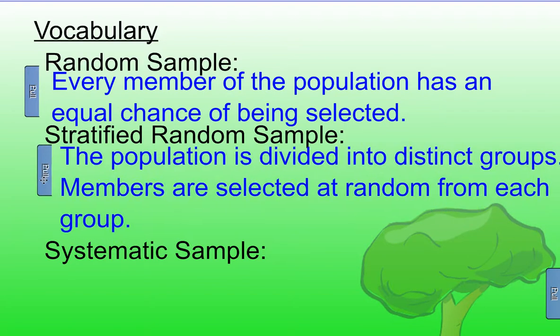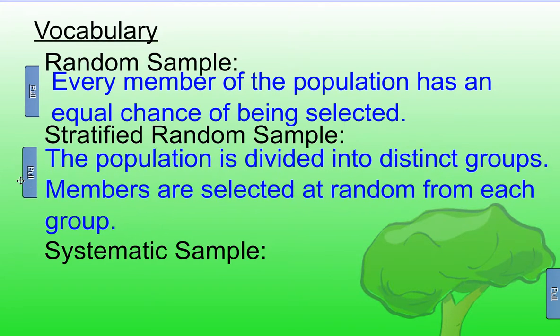The next vocab word is a stratified random sample. That's when a population is divided into distinct groups and members are selected from each group randomly. So this might be, for example, if you separate the class into boys and girls and you pick one boy and one girl. Not everybody has an equal chance of being selected because there could be more boys or more girls. Or if you separate the marbles into distinct color groups, you pick out one yellow, one red, and one blue, that would be another example of a stratified random sample.